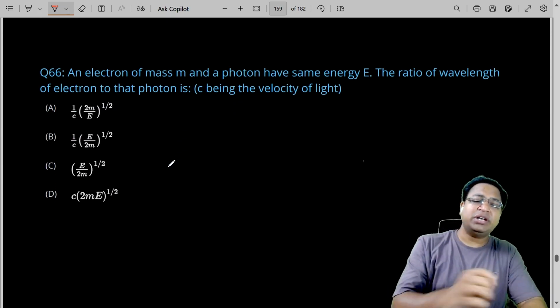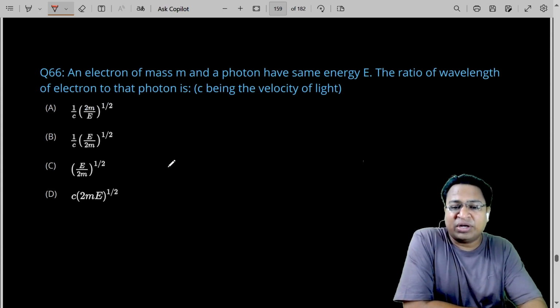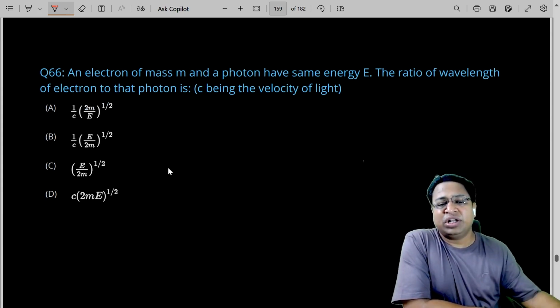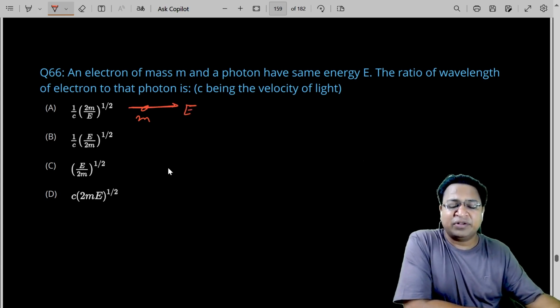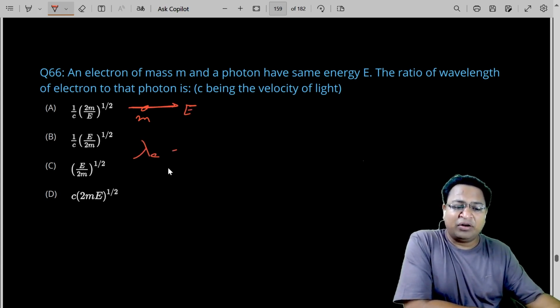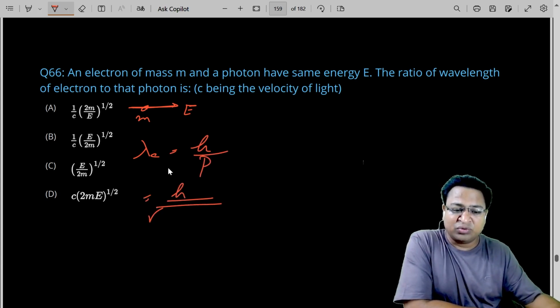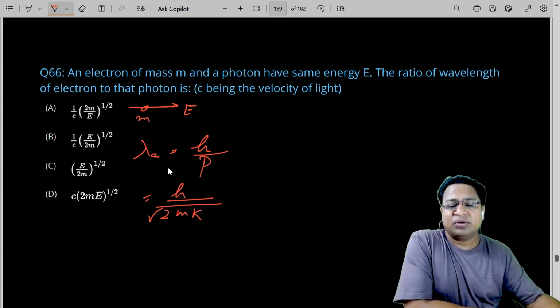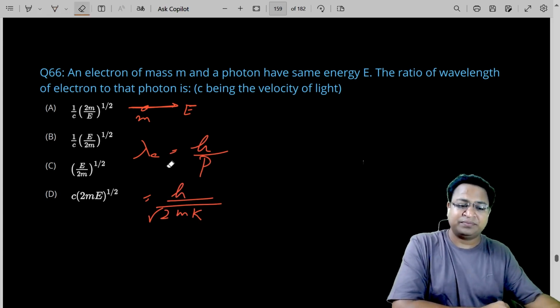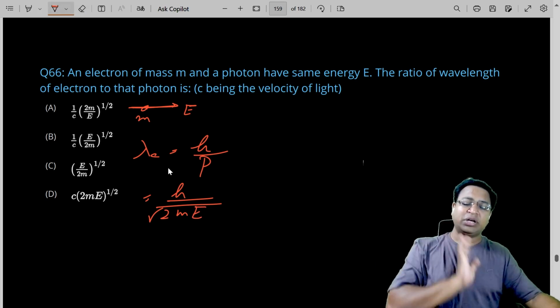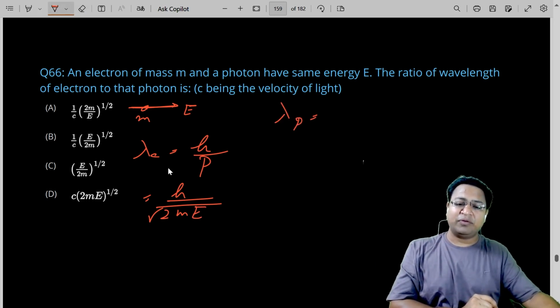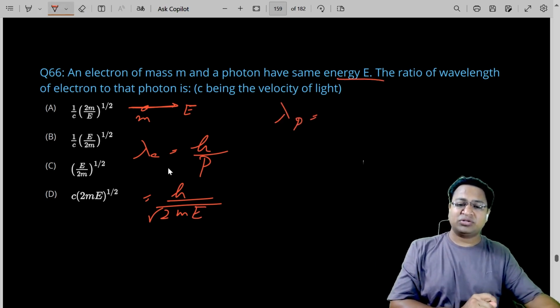Now, the question says an electron of mass m and a photon of the same energy E. So the electron has mass m and it has energy E. So we will write the ratio of the wavelength of the electron to that of the photon. The lambda of electron will be written as h by p, which will be h divided by root 2mE. Now, going to talk about lambda of photon that has energy E.